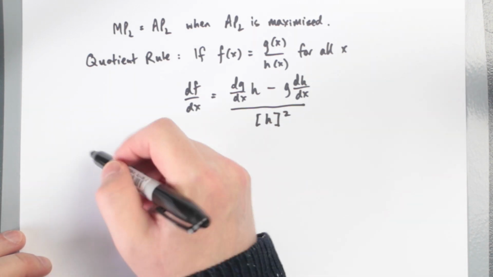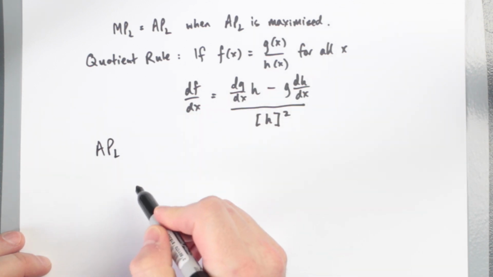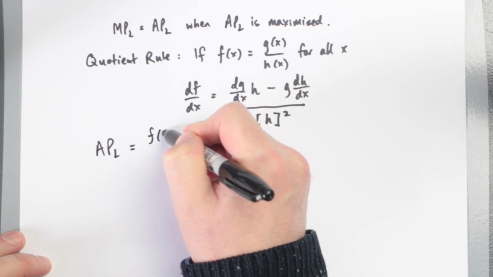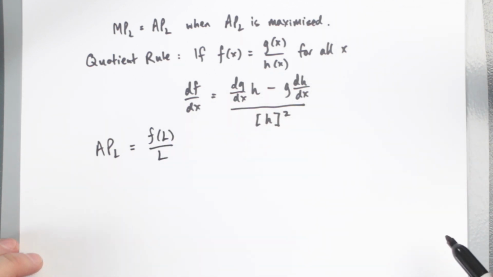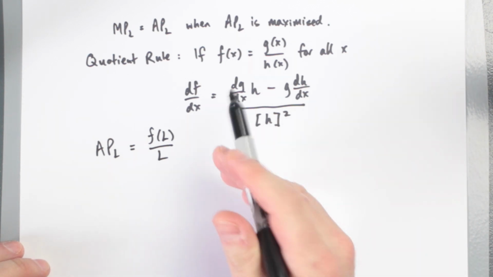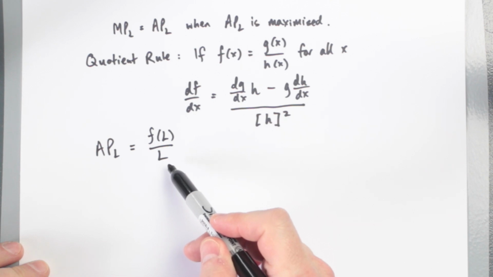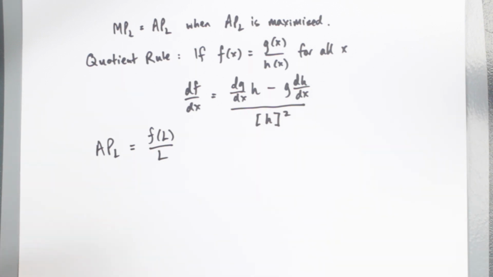So let's apply this now. We know that APL, the average product of labour, is equal to the short-run production function f of L divided by L. Okay, so we could think of these as two functions. The one on the top is f of L, and the function on the bottom is just where I plug in L and out pops L. So it's just the identity function.